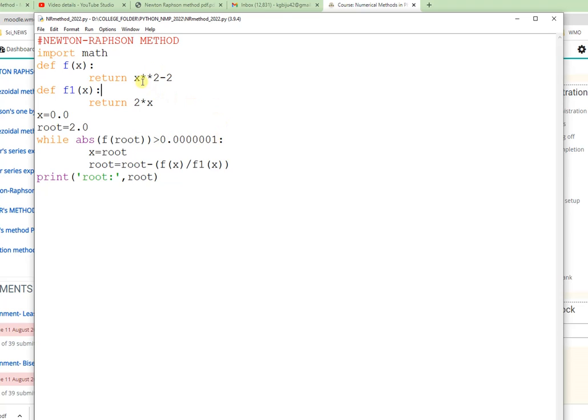Here, if we give 2, we know 2 squared minus 2, that is 4 minus 2, that is 2. It is much greater than this value 0.0001. That is not the solution.